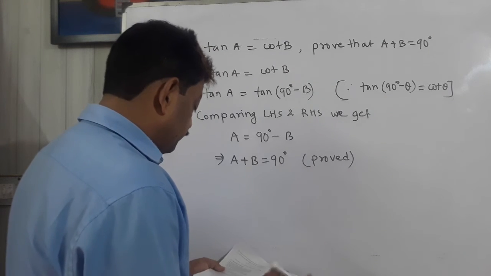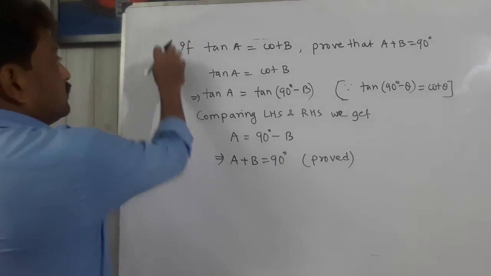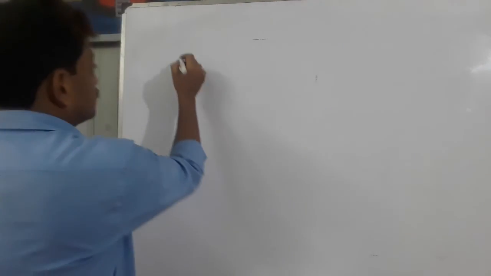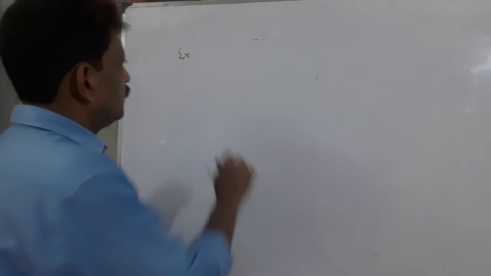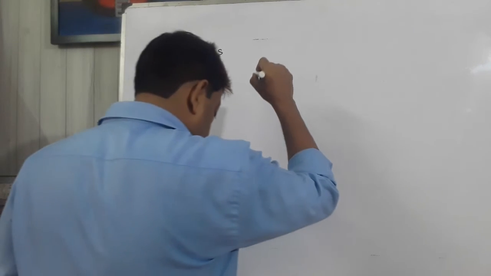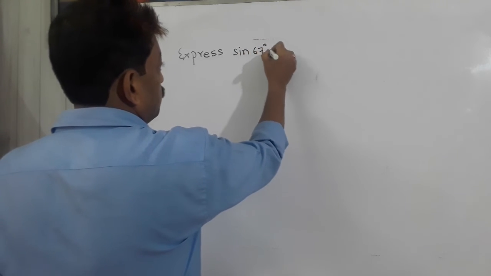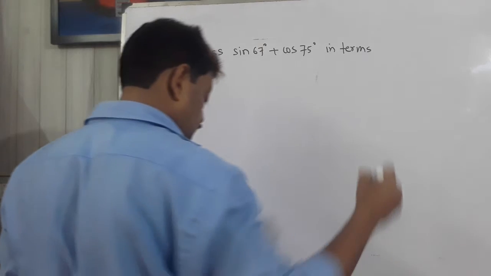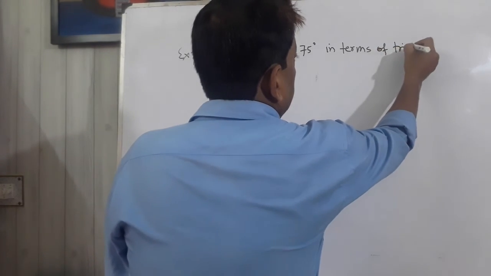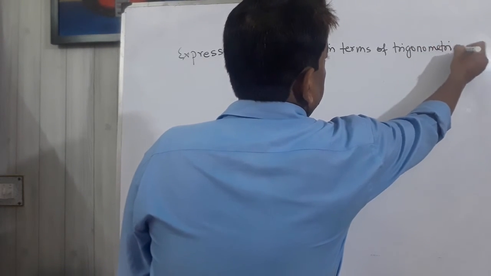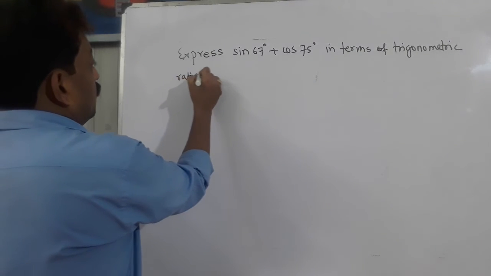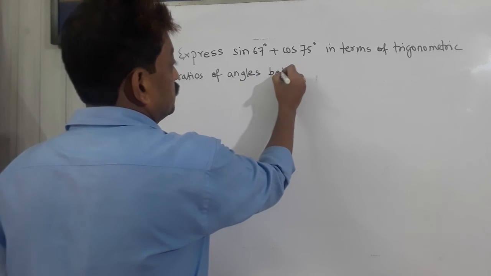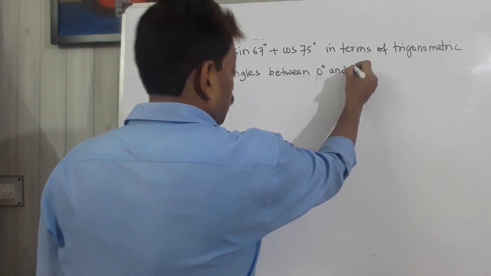So one more problem from our textbook. The question is, express sin 67 degrees plus cos 75 degrees in terms of trigonometric ratios of angles between 0 degrees and 45 degrees.